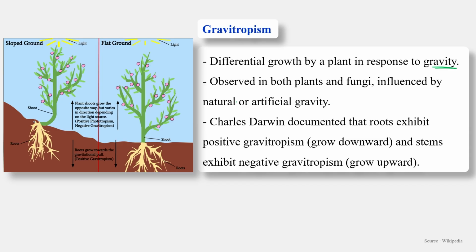You can observe gravitropism in both plants as well as in fungi. It is influenced by natural and artificial gravity. Charles Darwin documented that roots exhibit positive gravitropism, meaning roots move towards the downward side, while stems exhibit negative gravitropism, meaning they grow upward, the opposite side of gravity, right?